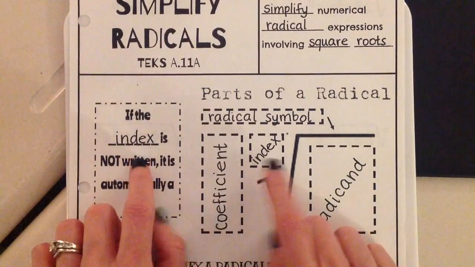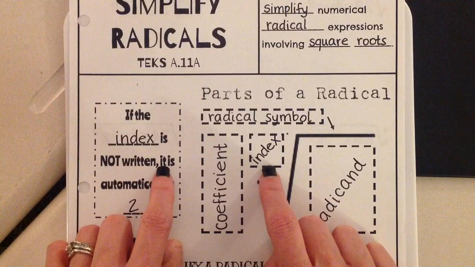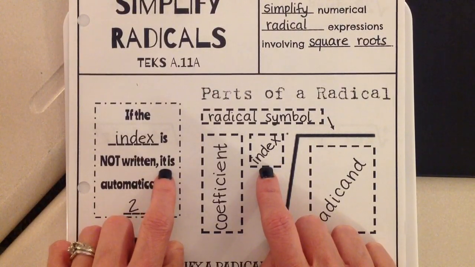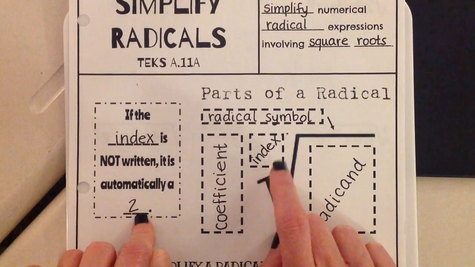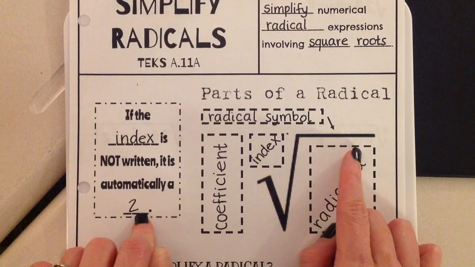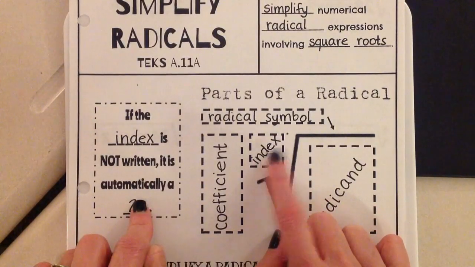Now, if you do not see an index, it is not written, our brain is trained to think that it's an invisible 1. However, with square roots, there's an exception. It is going to be an index of 2 because this is the square root symbol, square meaning 2. So if you don't see an index, it's going to be a 2, not a 1.